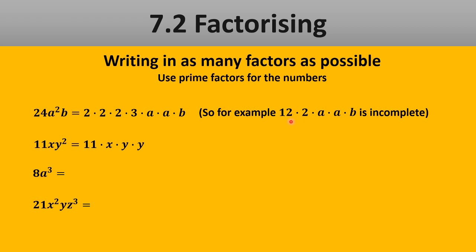So for example, 12 times 2 is not complete, right? Because in 7.1 I discussed that I want prime factors. I only want to use prime numbers, and 12 is not a prime number here. 2 and 3 are. So this is a complete factorization, you could say, of 24a squared b.